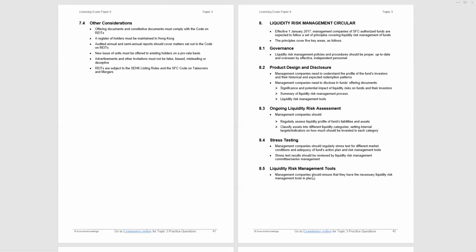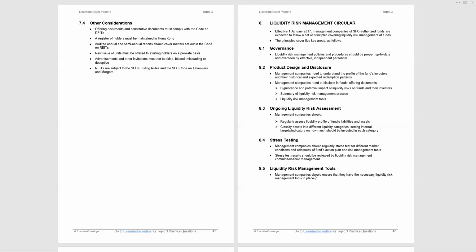Stress testing: management companies should regularly stress test for different market conditions and the adequacy of the fund's action plan and risk management tools. The stress test results should be reviewed by the Liquidity Risk Management Committee and senior management. But you do not have to disclose in the offering documents the results of the stress tests. Why do I say that? That was a distractor in a question that has been set. Liquidity risk management tools, finally: management companies should ensure that they have the necessary liquidity risk management tools in place.